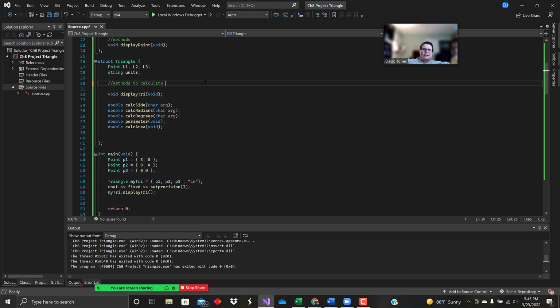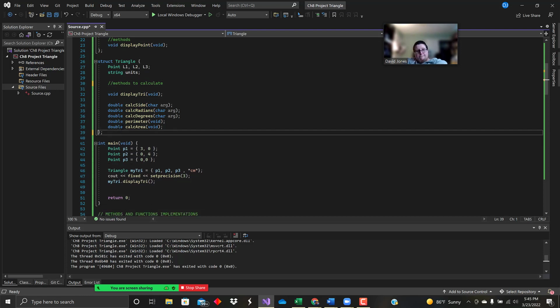So what did we need? We looked at sides, angles, points. We went with points. And then we made a display to print those out. And then we decided we needed to calculate the sides. And with the sides, we did the angles. The sides also led to perimeter and calculate area. So clean that up a little bit.